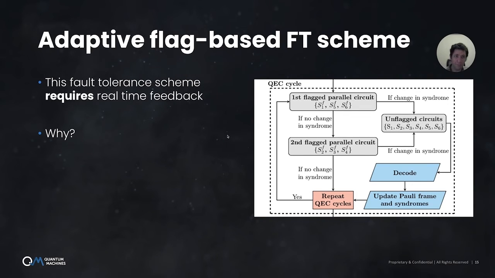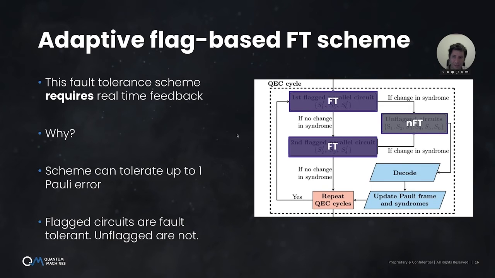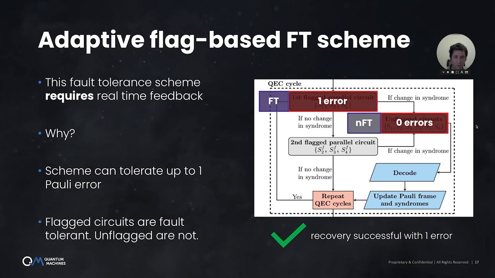Now one might wonder whether it's really necessary to perform real-time feedback, or whether it was possible to do this without it. Actually, what we'll show is that it's necessary. And why is that? These two flagged circuits are fault tolerant in the sense that they can detect and in principle correct up to 1 Pauli error, which is the maximum we can do with the distance 3 code. However, this unflagged part is not fault tolerant, and as we'll show, this is what requires us to be adaptive and to perform real-time feedback.